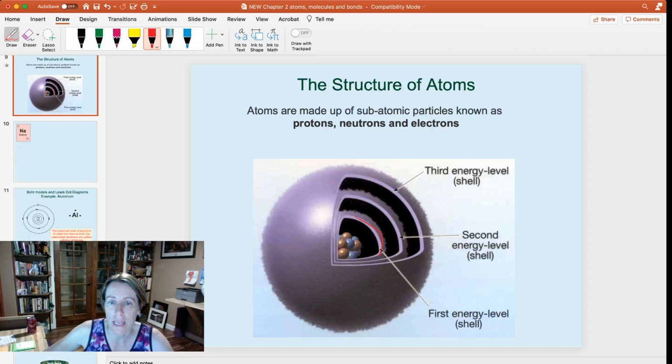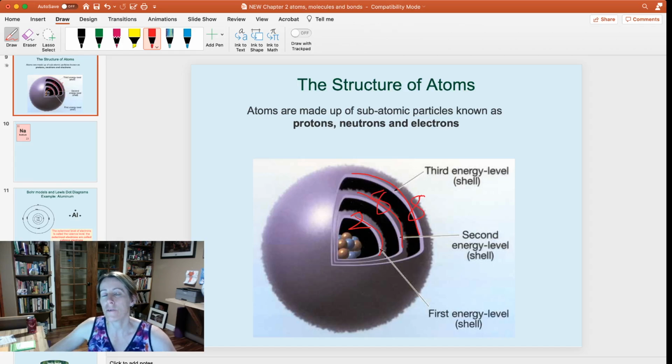And in this second energy shell, you can fit up to 8 electrons. So up to 8 can fit in here, and then the next level can fit up to 8 as well. So 2 in the first, 8 in the next, and 8 in the next.